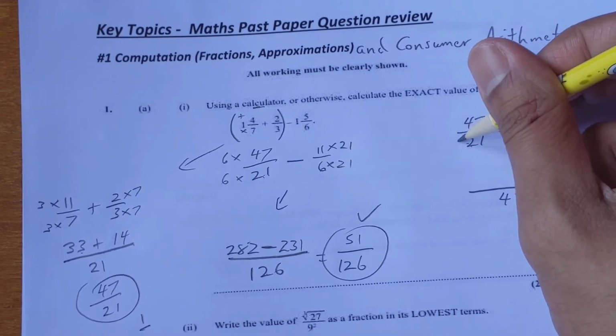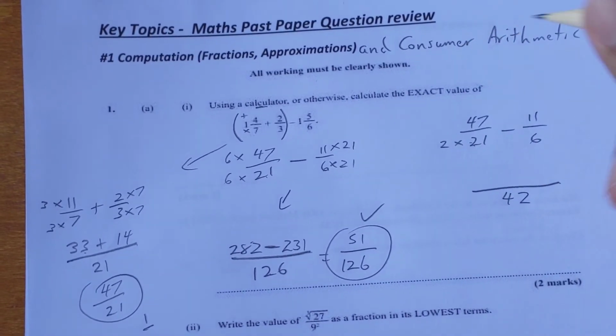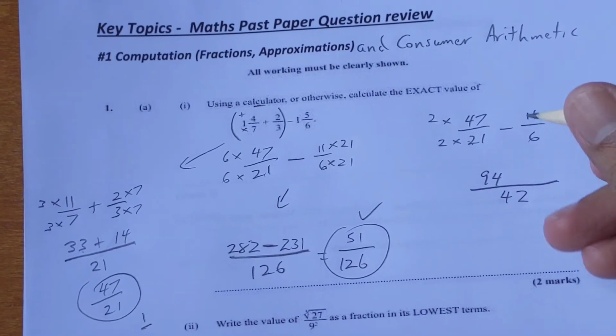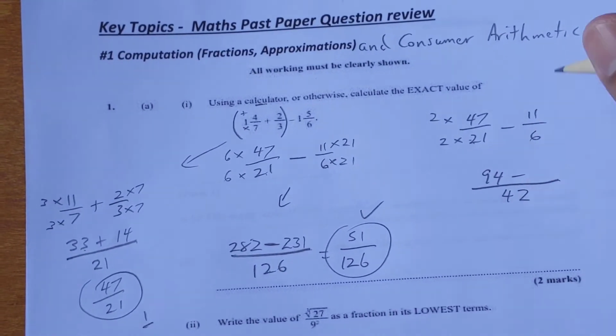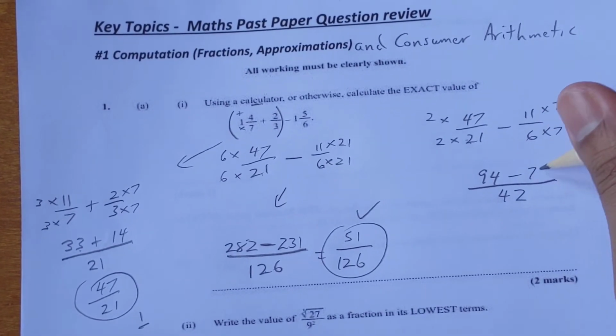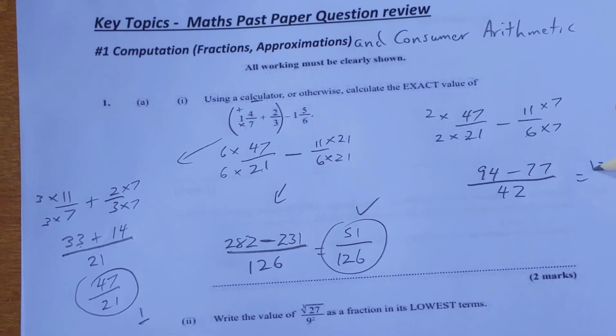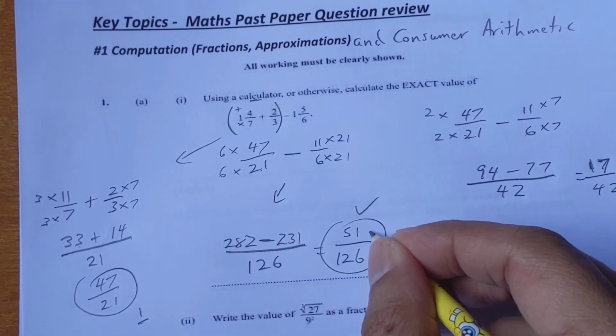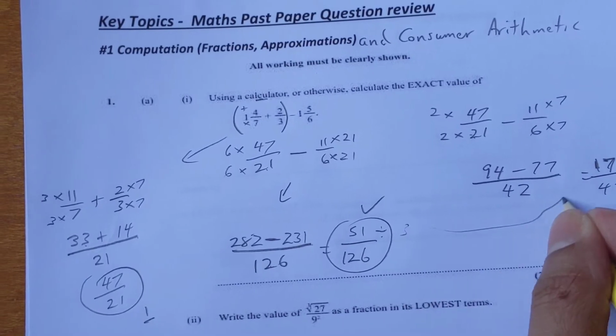To go from 21 to 42, I multiply by 2. 47 by 2, so I'm going to get 94 here. And then same thing on this side. To go from 6 to 42, I multiply by 7. Again, knowing your tables helps a lot. So again, 17/42. Now it mightn't look like the same answer, but if I was to divide 51 by 3, I'm going to get 17.